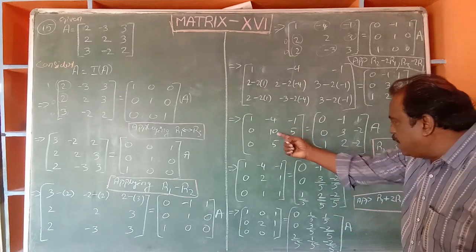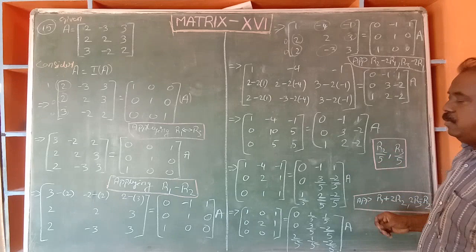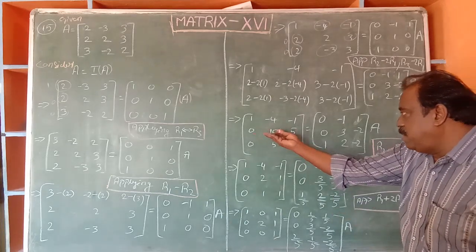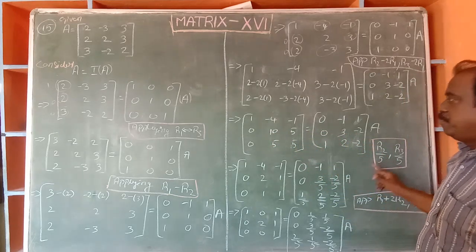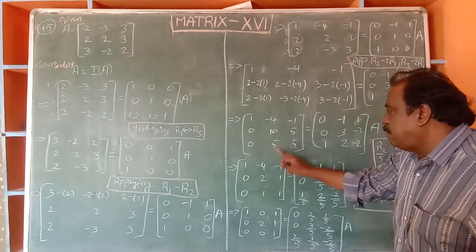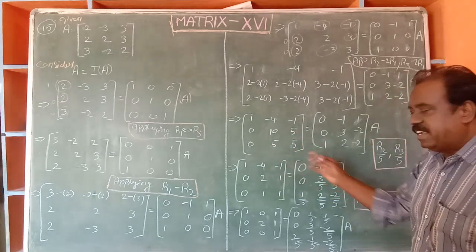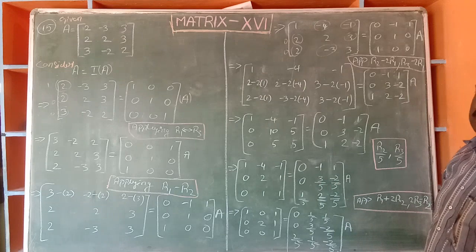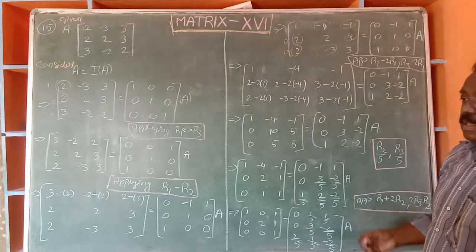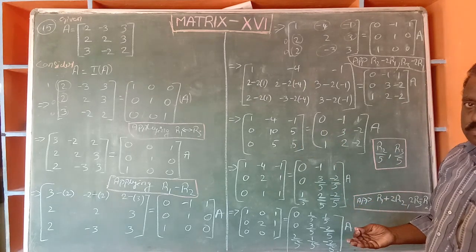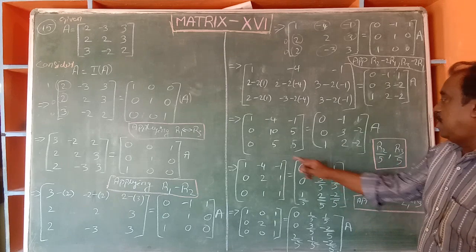In order to make a simplification, I am applying R2 by 5. That means the elements of R2, the second row, are divided by 5. Because 0 by 5 is 0, 10 by 5 is 2, 5 by 5 is 1. Simply we will get it. Why? Because in the elementary properties, the elements of any row can be multiplied or divided by a constant. I am using 5 to divide all the elements.